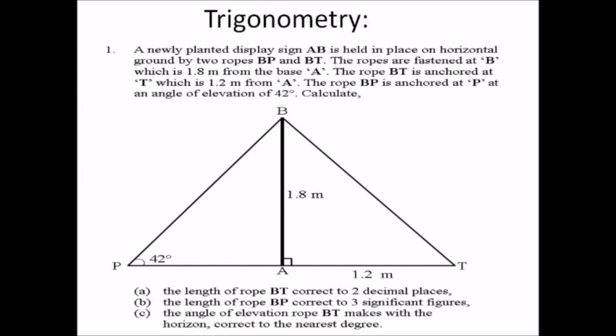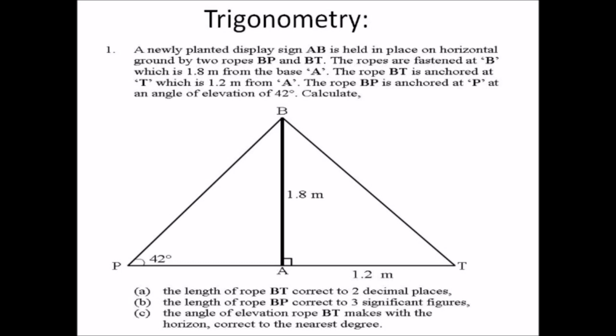Okay, trigonometry, we move on, and then again you have to find the length of rope BT, the length of rope BP, and the angle of elevation of rope BT that it makes with the horizon. Okay, those were the questions. We would get the answers coming up in a minute.